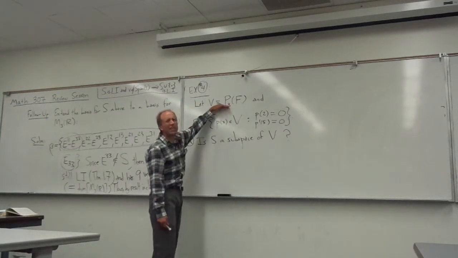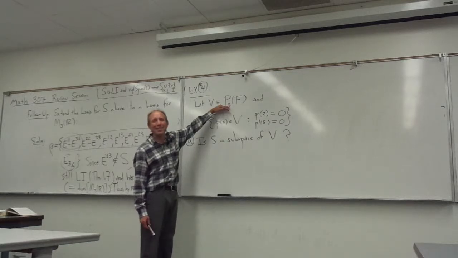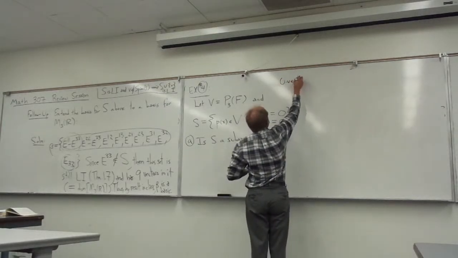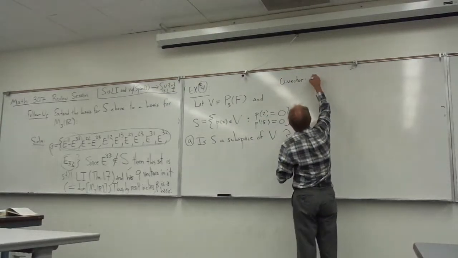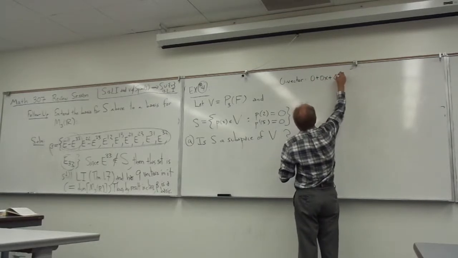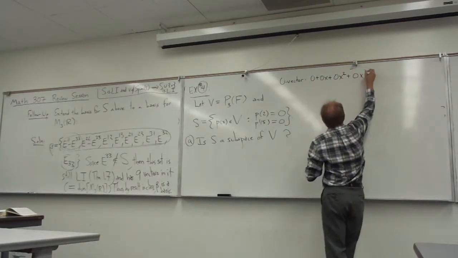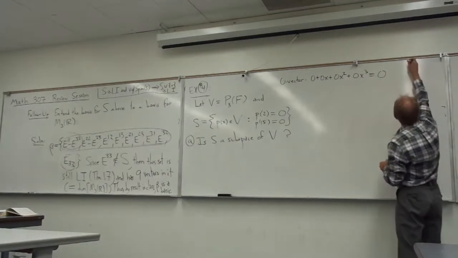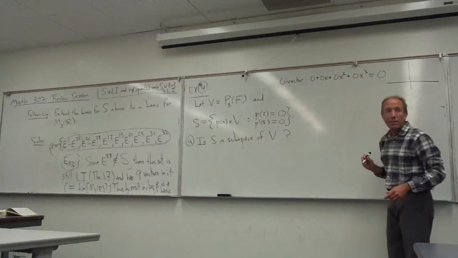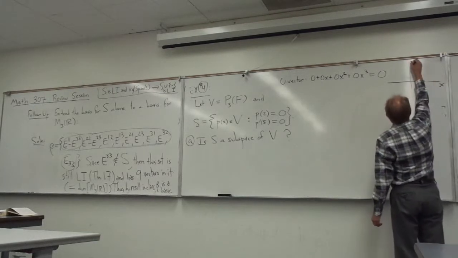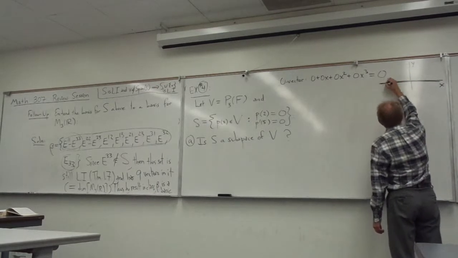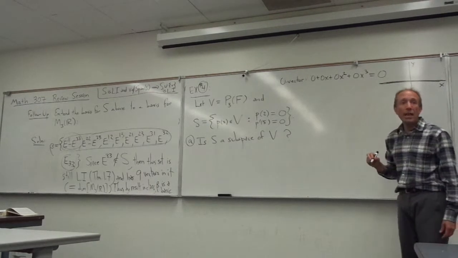What is the 0 vector, by the way, in this vector space? 0 plus 0x squared. Right, exactly. So my 0 vector, just so we all are clear about this, would be 0 plus 0x plus 0x squared plus 0x cubed, which is literally just 0. And if I was going to draw a graph of this polynomial, I would literally just be plotting the x-axis. It would just be totally flat on the x-axis.